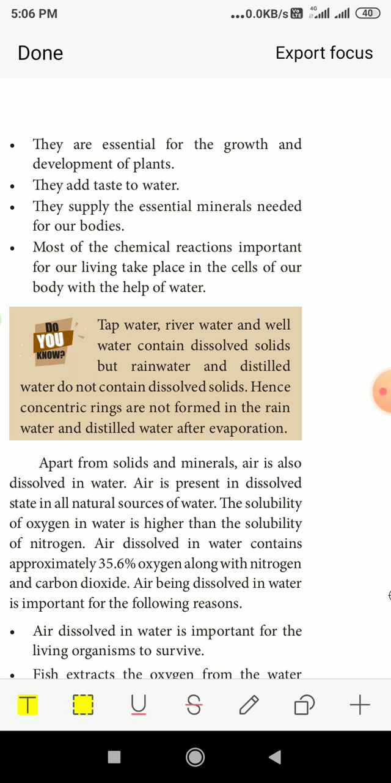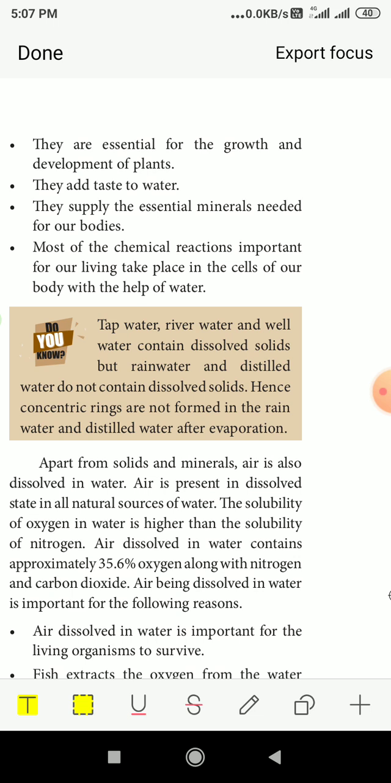So, tap water, river water, and well water contain dissolved solids, but rainwater and distilled water do not contain dissolved solids. Hence, concentric rings are not formed in rainwater and distilled water. There will be no impurities. In all other waters, when we boil, all the water gets evaporated, and the rings of solids, the salts found in them, will be found as concentrates, but in rainwater and distilled water it will not, because they do not have any impurities.